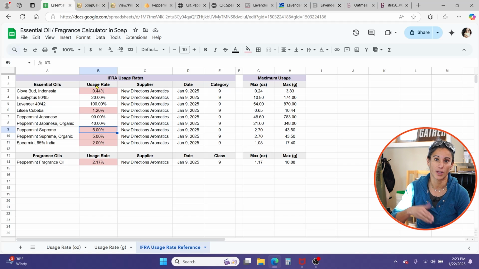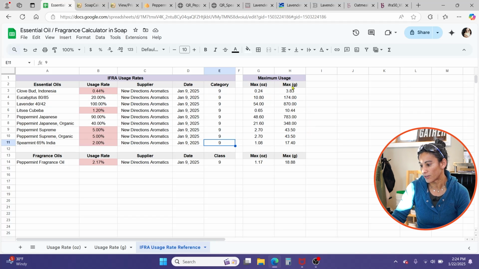So for example, if you get lavender 4042 one day, it might be 100%. And then the next time you buy it, it might be different. So definitely take a look at that. All right, and then I put the category here, which is category 9, because that relates directly to the percentage.